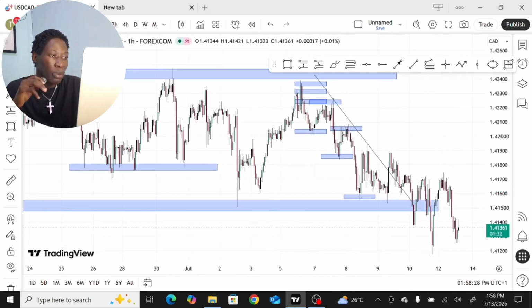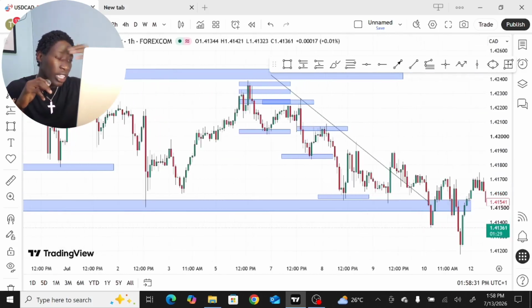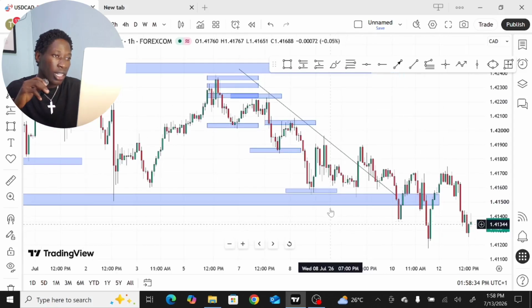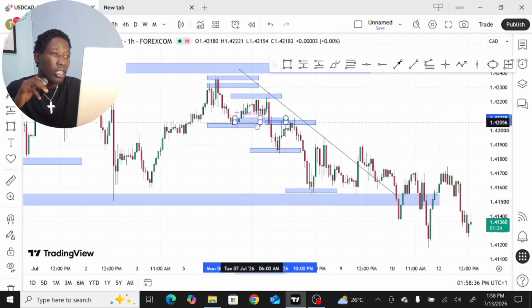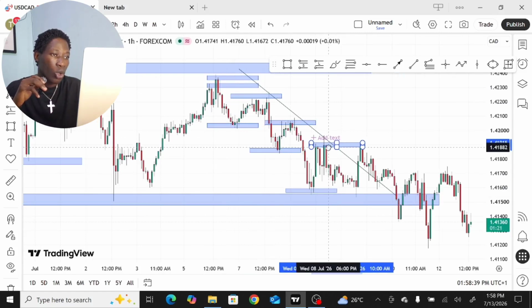Now, the market has gotten to this particular point. Is it going to buy towards the upward side? No, that's not what the market did. It created a lower high at this particular point.